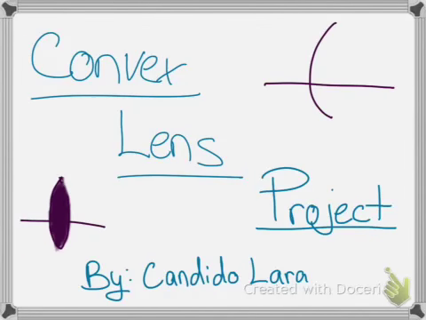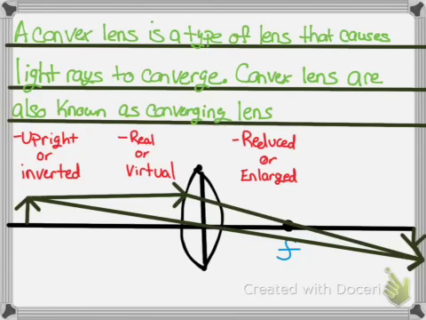So we're going to be working with convex lenses. A convex lens is just a type of lens that causes light rays to converge. Convex lenses are also known as converging lenses. What a convex lens does is produce an image from the light rays. That image can either be upright or inverted, real or virtual, reduced or enlarged.